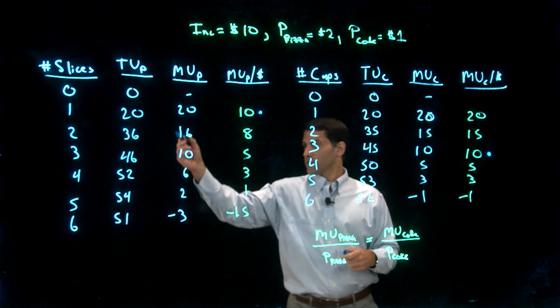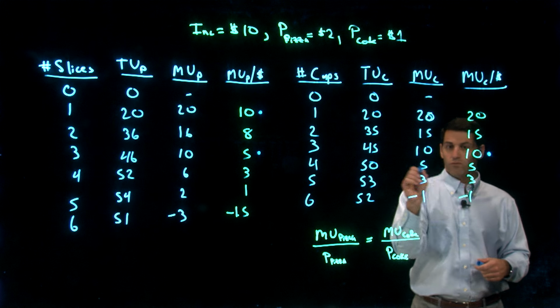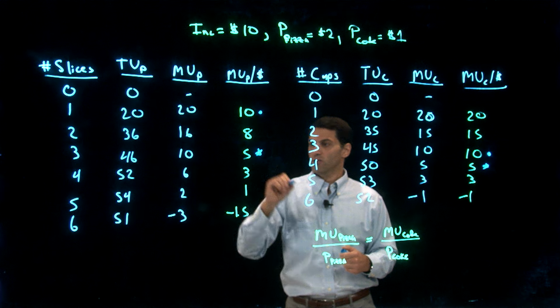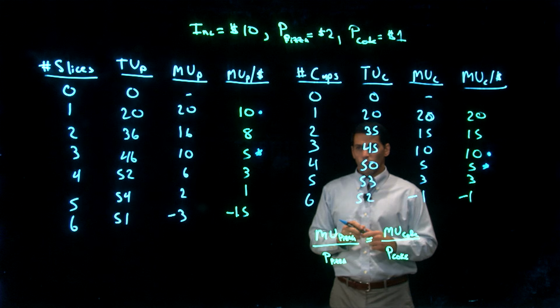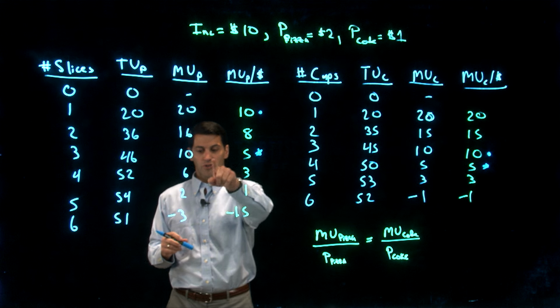So where else do we see this? Well, at 3 slices of pizza and, I'll mark these with stars here, 4 cans of Coke. And what's true here? Well, how much is this consumer spending?